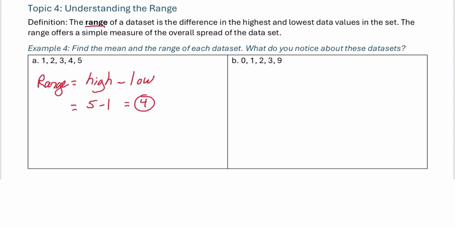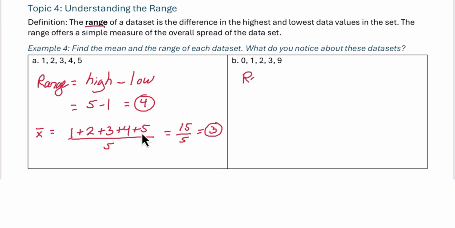We also want to find the mean of this data set. Mean, x bar. First, we add the numbers, and then divide by the number of data values that we have, in this case 5. 1 plus 2 is 3, plus 3 is 6, plus 4 is 10, plus 5 is 15. 15 divided by 5 will give us a mean of 3.